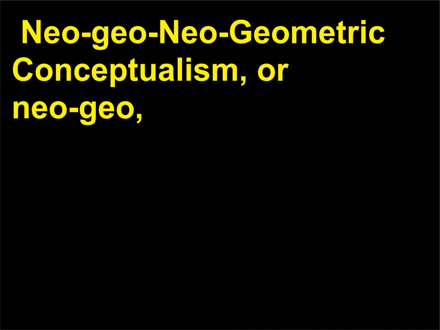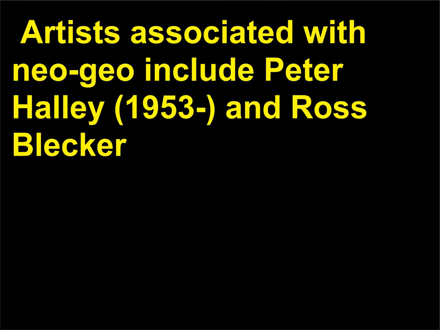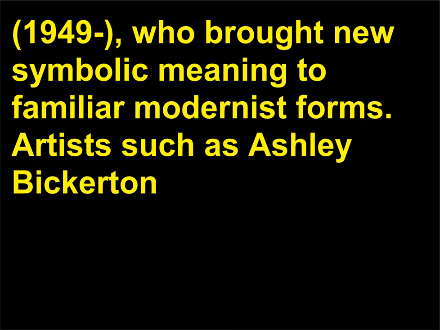Neo-geo. Neo-geometric conceptualism, or neo-geo, developed in New York City in the mid-1980s and is characterized by postmodern appropriation and a strong sense of irony. Artists associated with neo-geo include Peter Halley, 1953, and Ross Bleckner, 1949, who brought new symbolic meaning to familiar modernist forms.